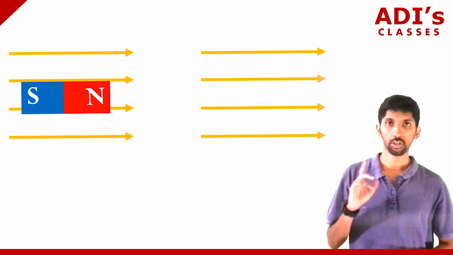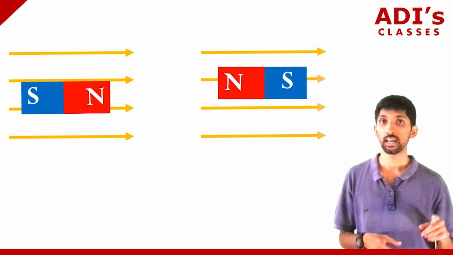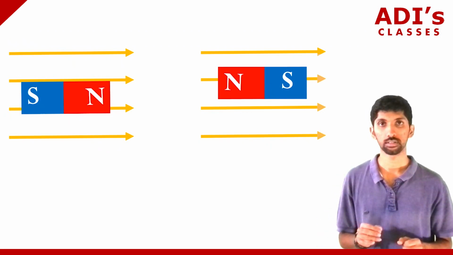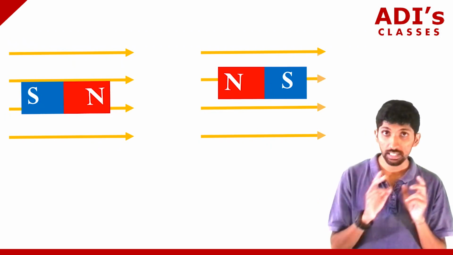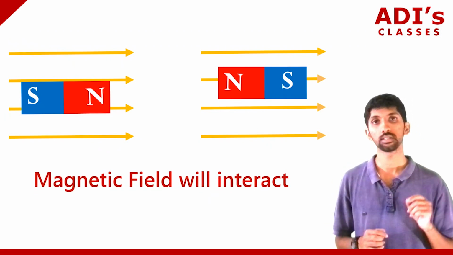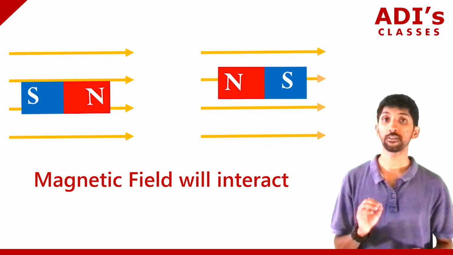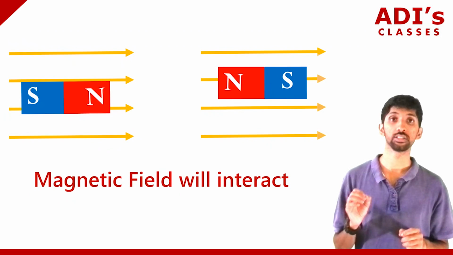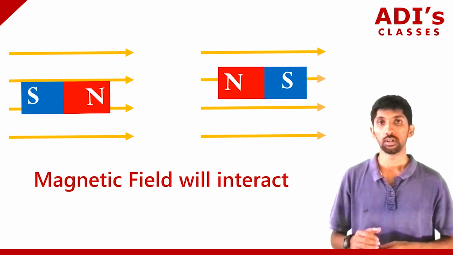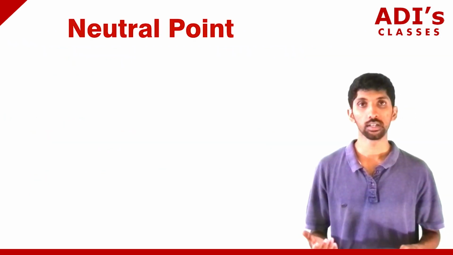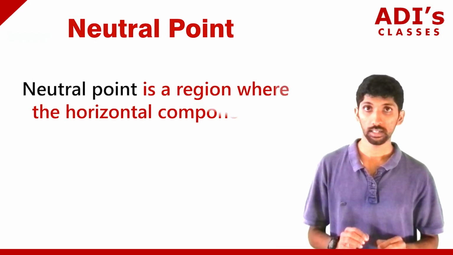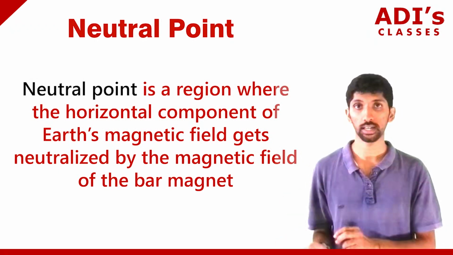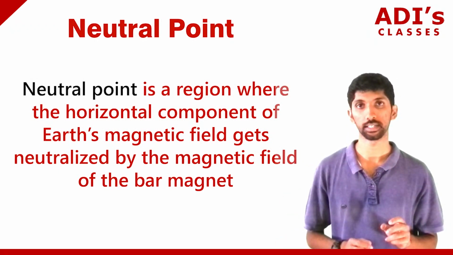Now, don't you think the Earth's magnetic field and the magnetic field from the bar magnet will interact with each other? Once they interact, there are certain points where the magnetic field from these two will cancel out each other. Those are what we call neutral points. Scientifically, a neutral point is a region where the horizontal component of the Earth's magnetic field gets neutralized by the magnetic field of the bar magnet.